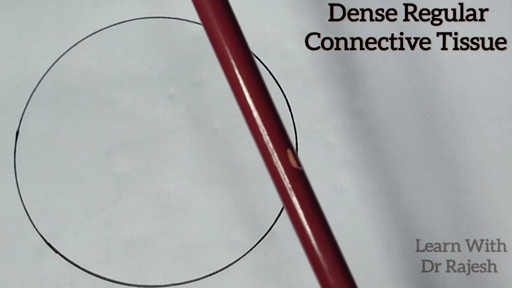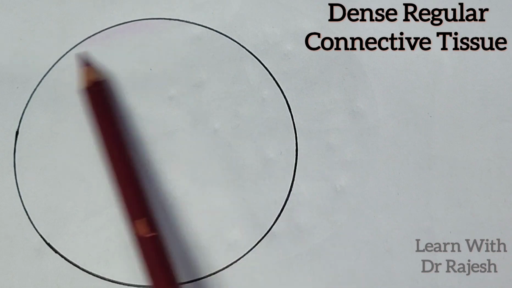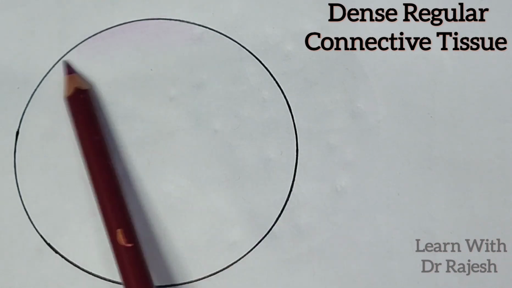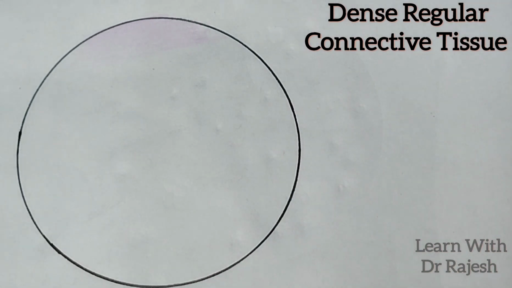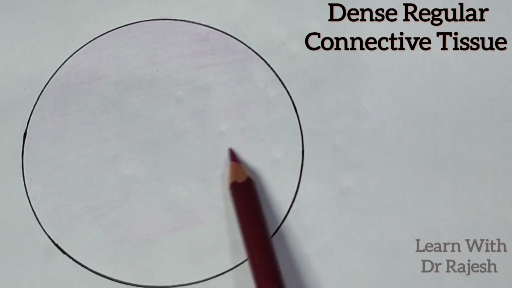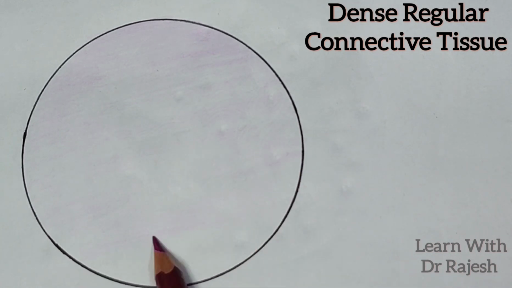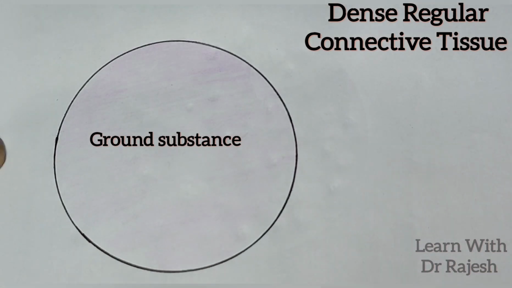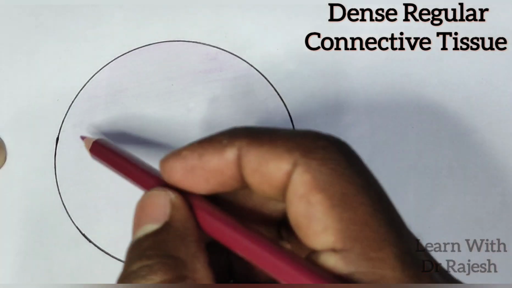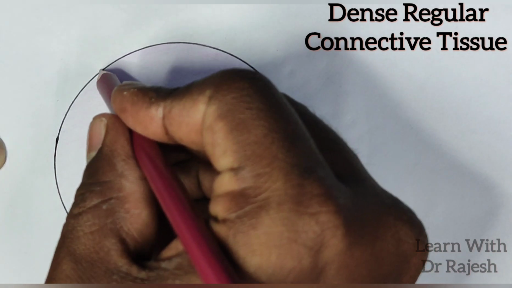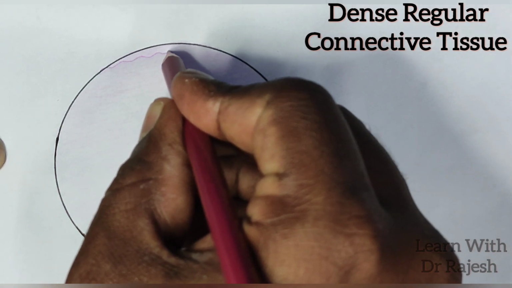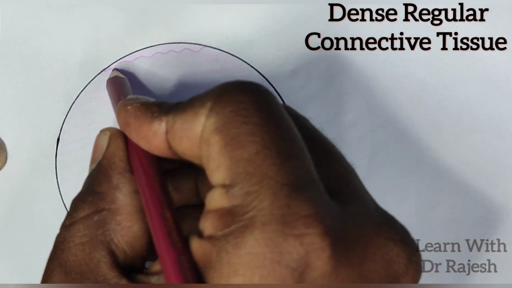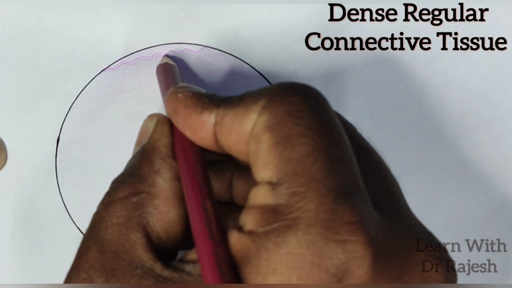Next, let's draw the dense connective tissue, the dense regular connective tissue. The same way, we have to shade the entire field. So this is nothing but the ground substance. We have to shade completely the entire circle without leaving a gap. So the ground substance is completed. Dense regular connective tissue is nothing but packed collagen fibers arranged in a regular fashion.